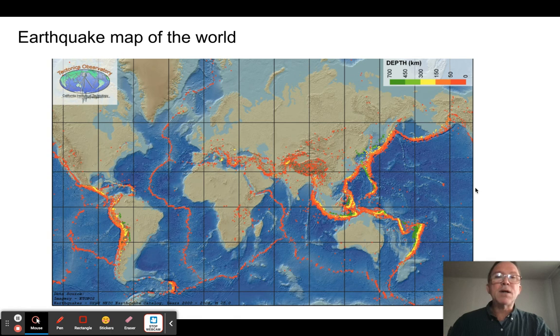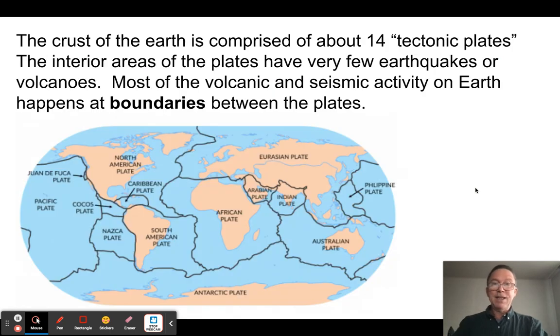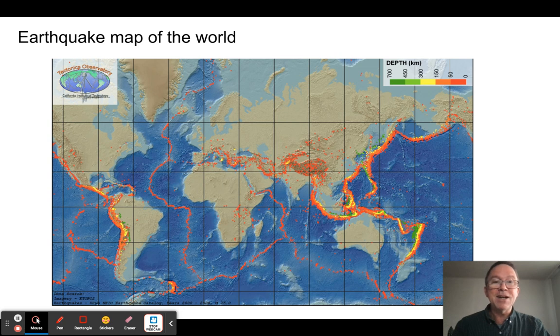So look at this. This is an earthquake map of the world. I can see this pattern right here. This pattern I can see right here. This is kind of cool here because we're color coding, so we can see the earthquakes getting deeper as they move away from the trenches.